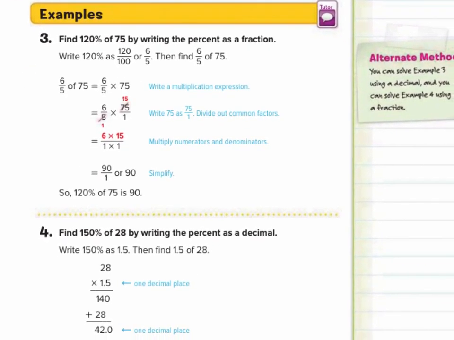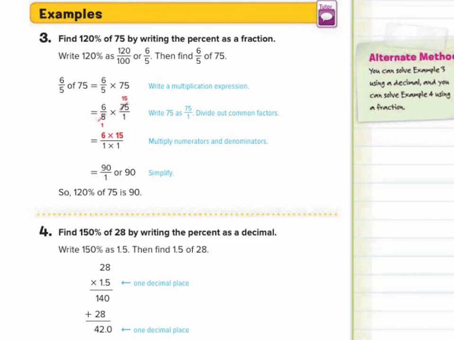In guided examples 3 and 4, find 120% of 75 by writing the percent as a fraction. 120% is 120 over 100, which simplifies to 6/5. So we're going to take 6/5 times 75. Now, since we're finding a percent greater than 100, our answer should and will be bigger than that 75. And sure enough, as we go through the process, 6/5 times 75, cross simplify, multiply, we get 90. 120% of 75 is 90. You should expect a larger answer.